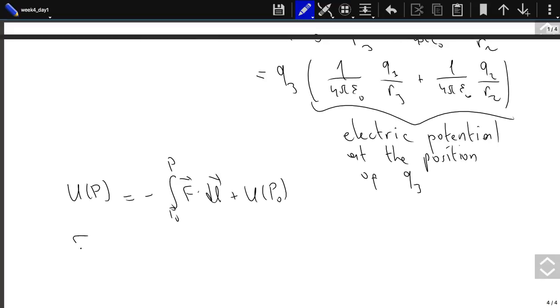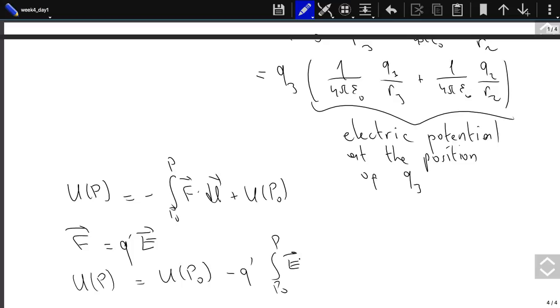The force that you are exerting on that single charge is nothing but its charge times the electric field at its position. So the potential energy of the system is nothing but its initial potential energy plus the amount of work that I have to do in order to bring this q prime charge to its final position, which is minus q prime from P0 up to P E dot dl.